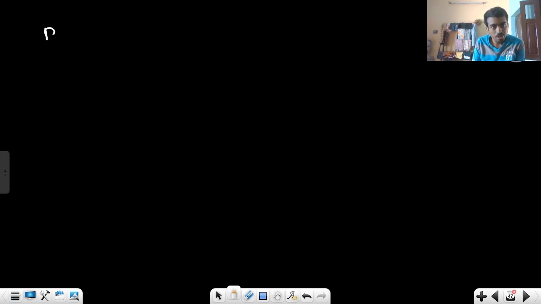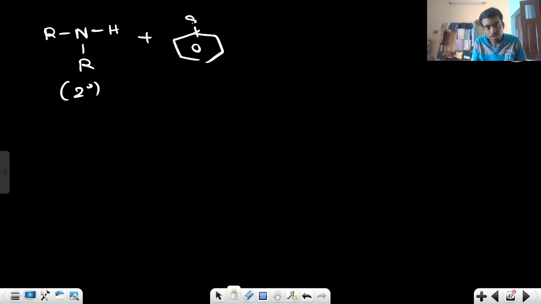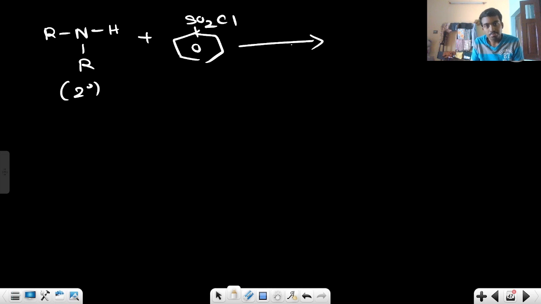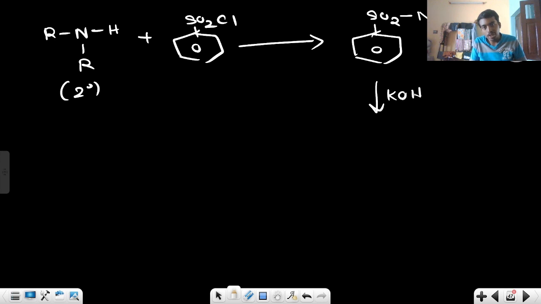Now come to the second one, that is RNHR. This is a 2 degree amine. This one when I am treating it with benzene sulfonyl chloride, that is SO2Cl, then what will happen? H and Cl move out, so the remaining part will join, so it will become SO2NR. Now when I am treating it with KOH, will I get anything replaced? No, because no acidic hydrogen is there, so the potassium ion will not enter, so it will remain insoluble.